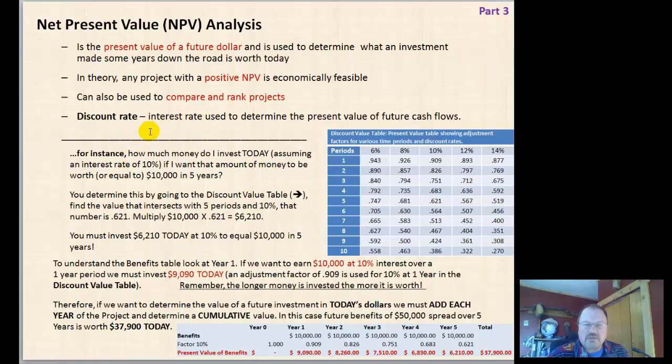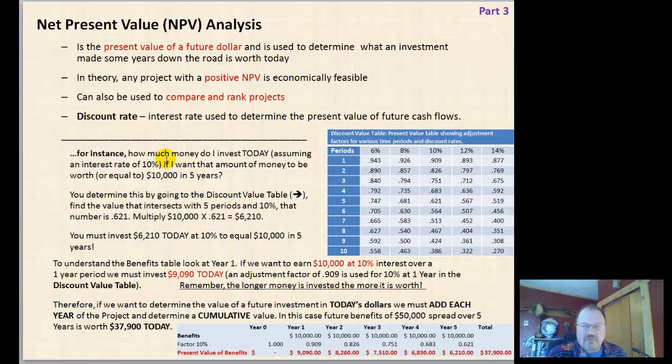In theory, any project with a positive NPV is economically feasible, and you can also use the NPV to compare these projects. Now the discount rate is the interest rate used to determine the present value of future cash flows. If we have high inflation, that discount rate will have to change dramatically from what it is today.